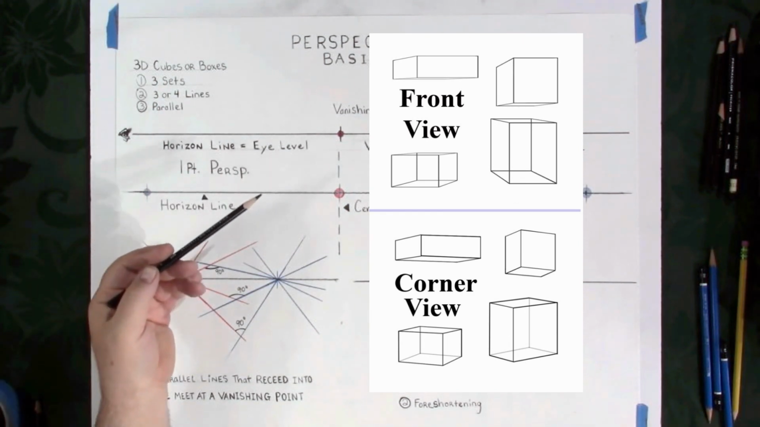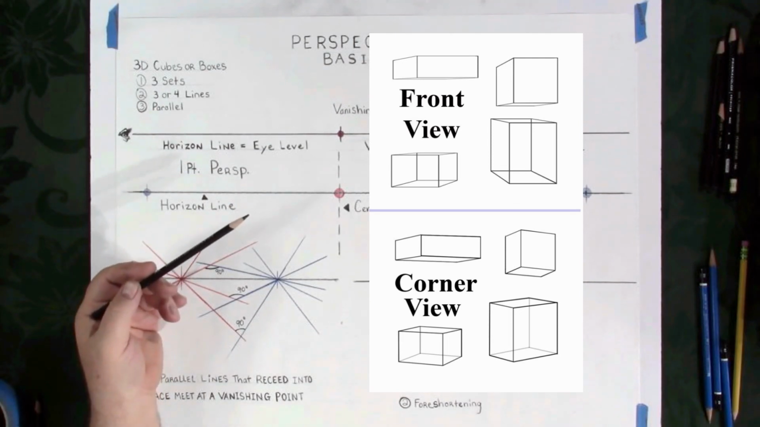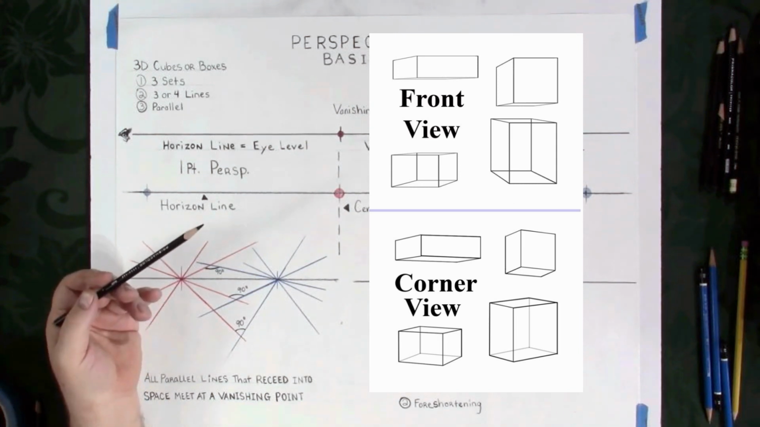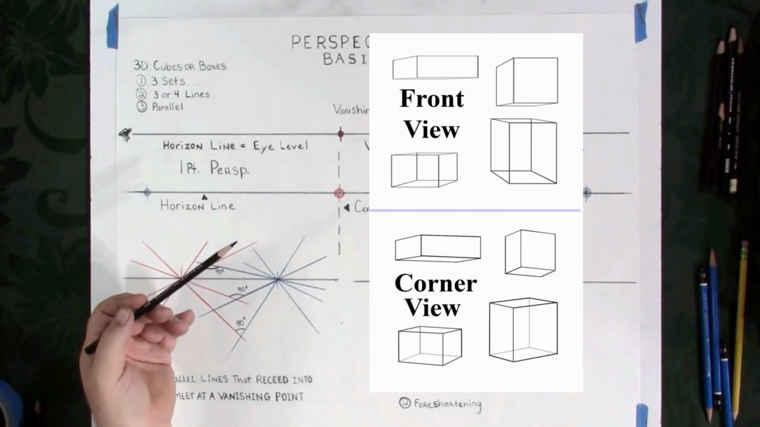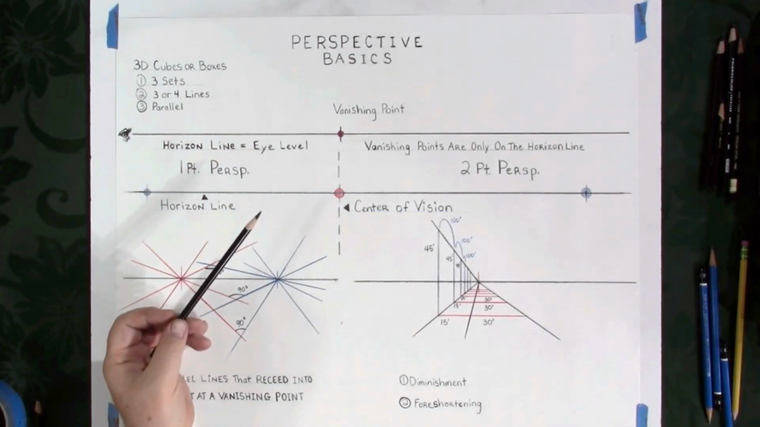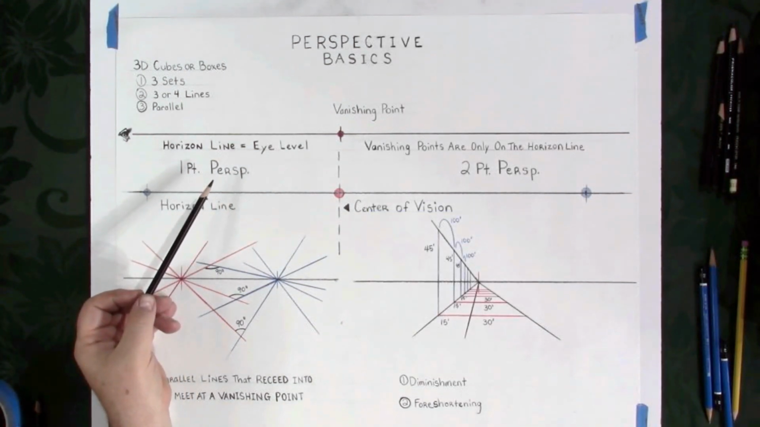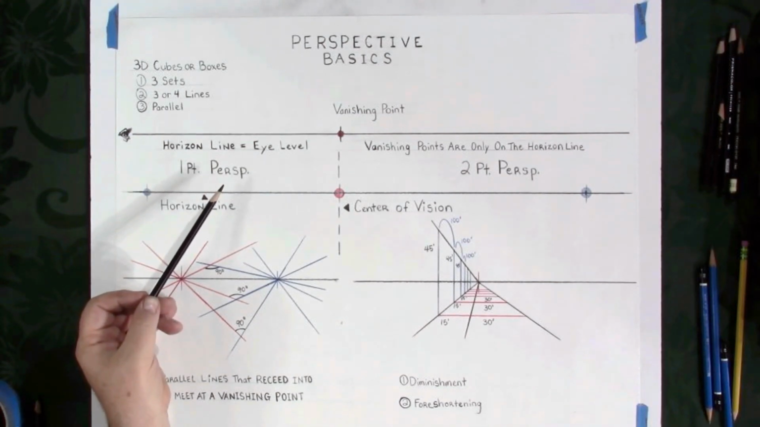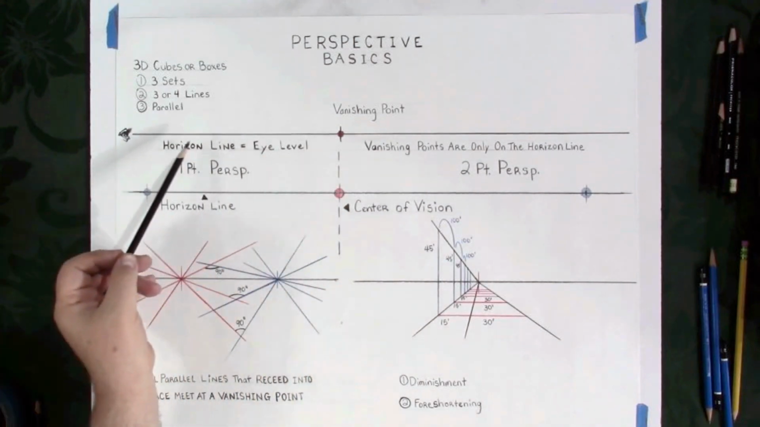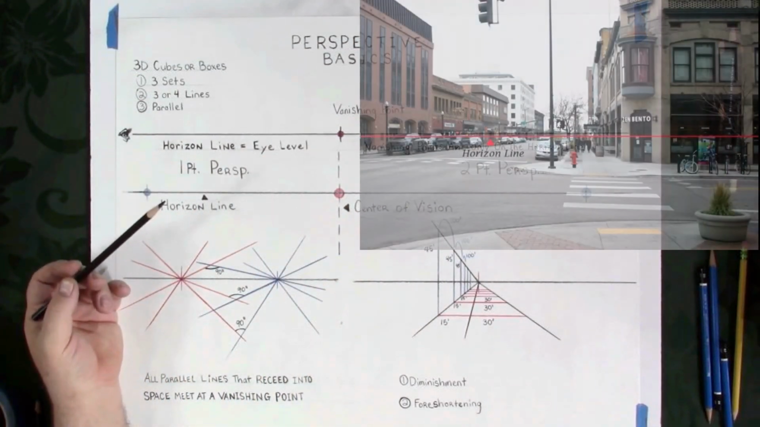Now we're going to learn a little bit more about parallel lines. And not only that, but those front view boxes and corner view boxes, we're going to clarify that and we're going to give them their proper names. Now the first thing we're going to talk about in perspective is that whenever we're using perspective, we always have a horizon line. And the horizon line is very important.